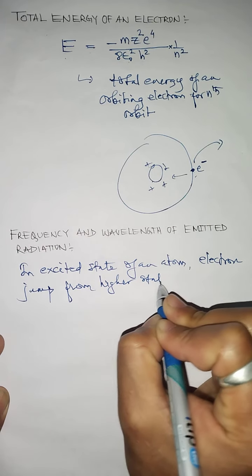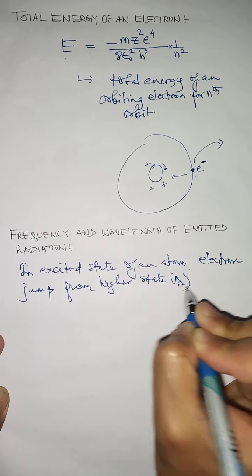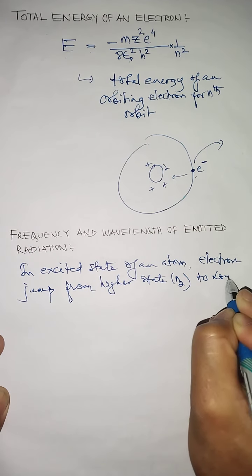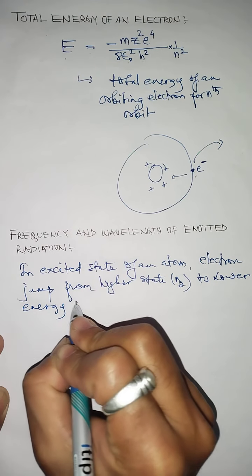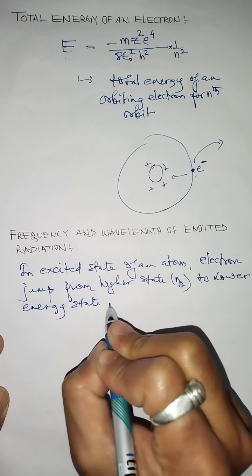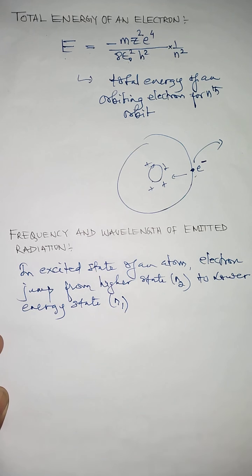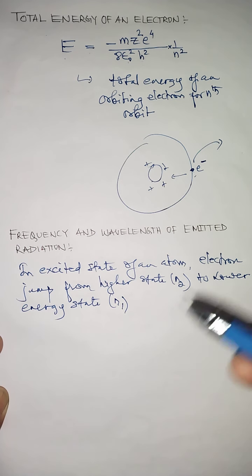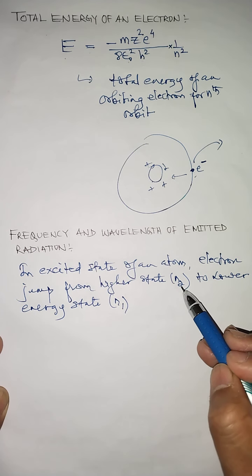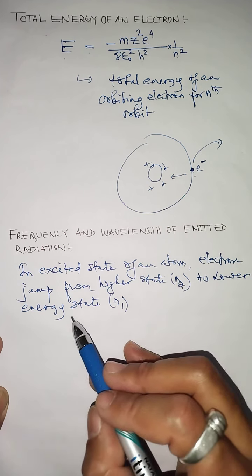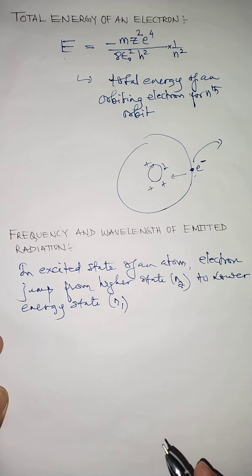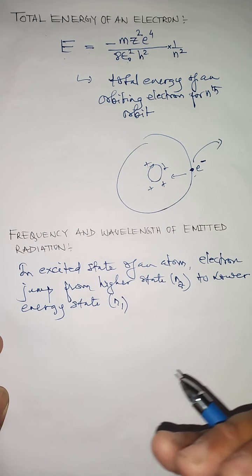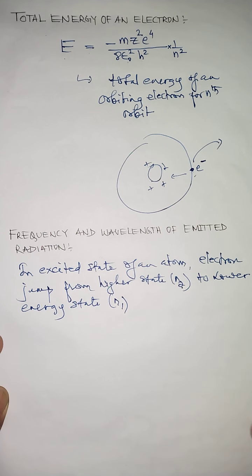So I consider that the electron jumps from a higher state, which I call N2, to a lower energy state or lower energy orbit, that is N1. Suppose the electron is in any of the higher orbits or states, N2, and is jumping to any of the lower energy states or orbits, that is N1. So under this case, what happened? Definitely there is an emission of radiation.